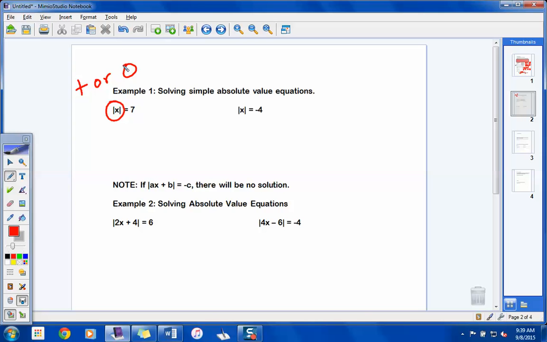Second time? Negative. Who said negative 7 first? I heard one. Oh, doesn't matter. So x is equal to what here, guys? Is that the only solution that's going to work?